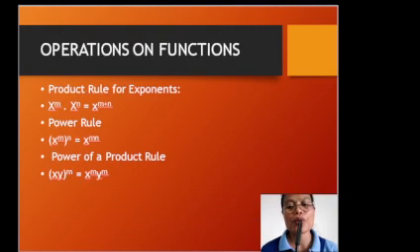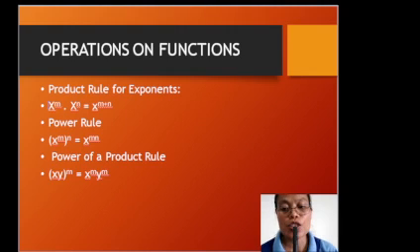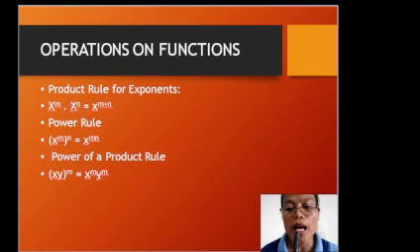Now we will go to the operation on functions. So we have here the product rule for exponents, the power rule, and the power of a product rule. And this is just a review of your algebra and junior high school lesson. So if you're going to multiply algebraic expressions with the same base, just add their exponents. But if you're going to simplify an algebraic expression with another exponent outside, just multiply the exponents. So that is x to the power of m times n. And we have here also the power of a product rule, xy to the power of m, so we have x to the power of m and y to the power of m.